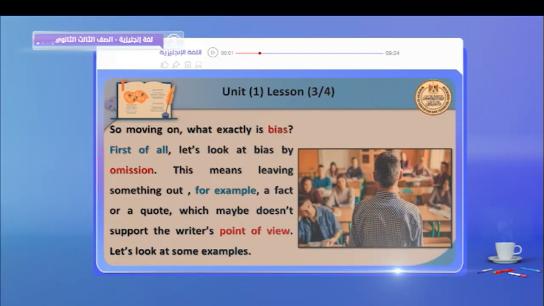This bias is carried out in the news and in what I write in the media and newspapers by removing part of the truth. Let's continue and know more about it. Of course, we know the word point of view. The word point of view means my opinion. So when I say the writer's point of view, I mean the writer's opinion. Okay?